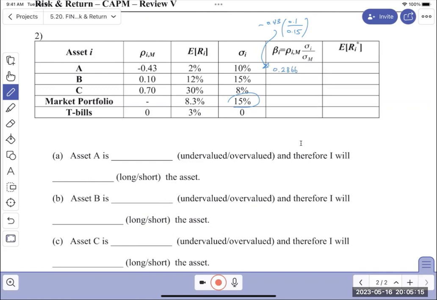0.2866, 6666. Oh, very evil number, 666. Okay. Whatever. Anyway, it's a repeating decimal. And so that's the beta. Then using the CAPM, to get this value, I'm going to take RF, which is this one. So that's going to be 0.03.